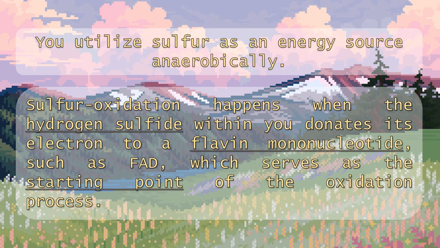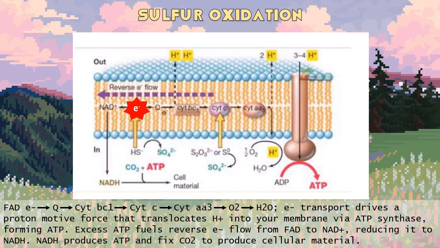Sulfur oxidation happens when the hydrogen sulfide within you donates its electron to a flavin mononucleotide such as FAD, which serves as the starting point of the oxidation process. The electrons in FAD are transferred to cytochrome bc1 complex by quinone, which is a mobile electron carrier. Electrons from cytochrome bc1 are then transferred to cytochrome aa3 complex through another mobile electron carrier, the cytochrome c. Lastly, the electron is received by the final electron acceptor of the process, that is the oxygen. Then oxygen will be reduced to water.